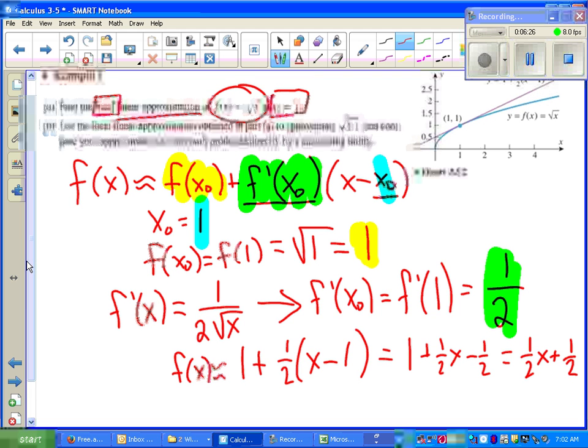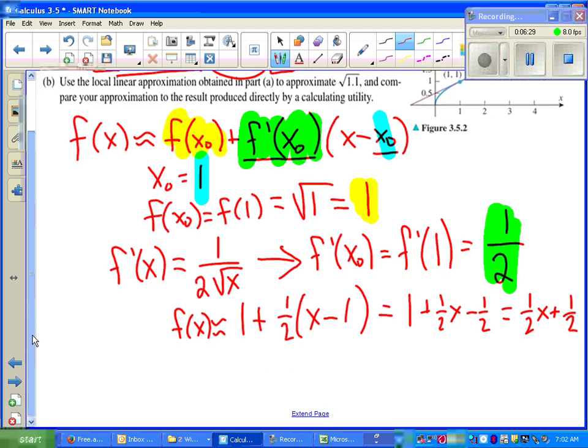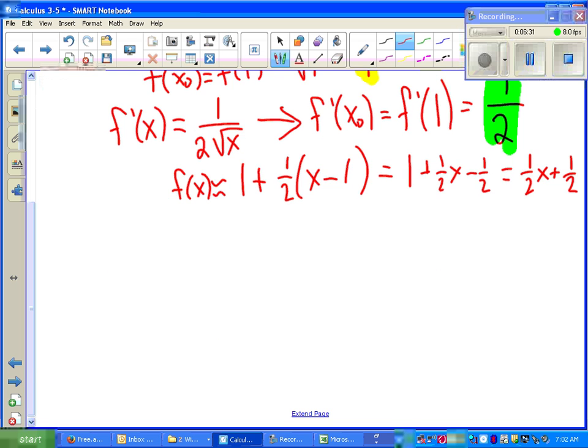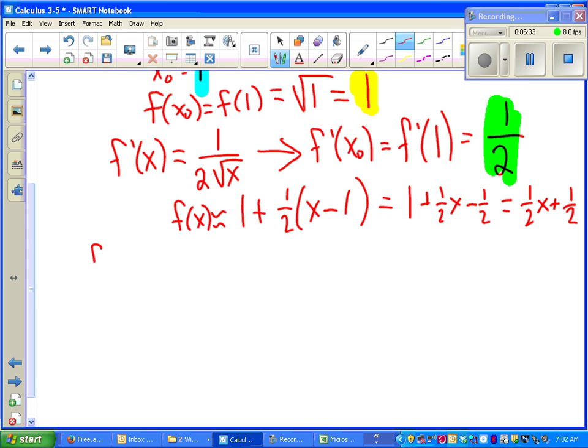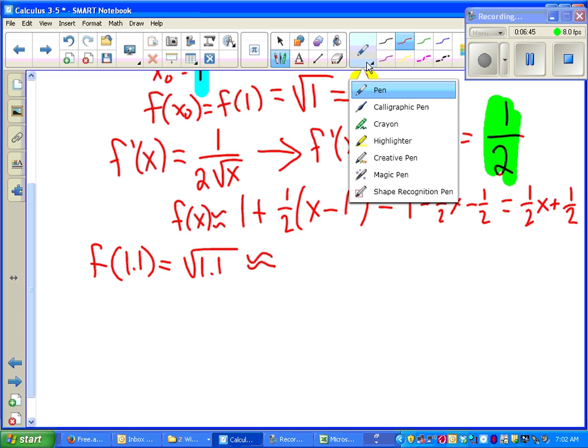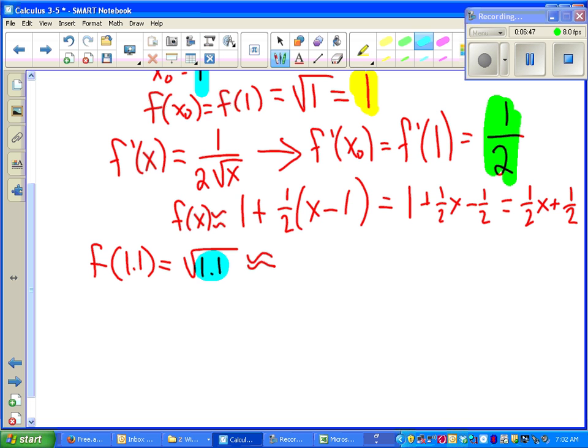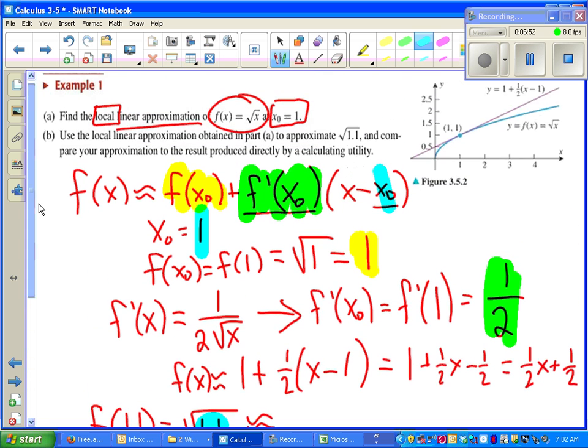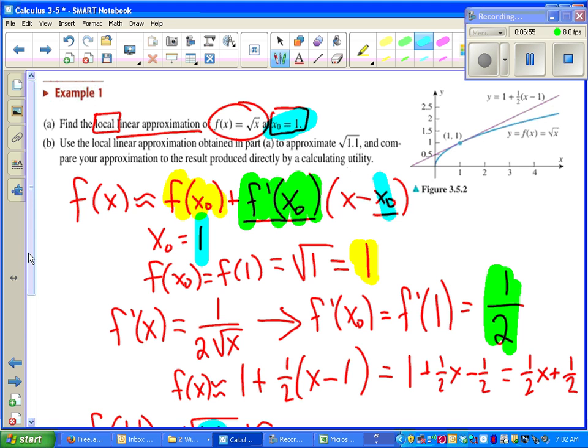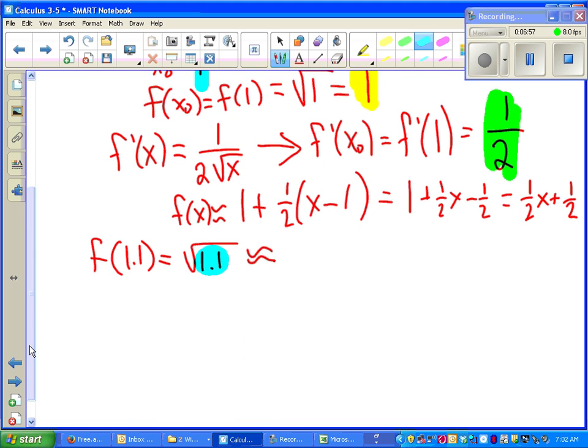Part B says, use the local linear approximation to approximate the square root of 1.1. And this is kind of cool. We're going to try to figure out f of 1.1 without a calculator, which really means the square root of 1.1 without a calculator. Thanks to our local linear approximation, first we decide, is 1.1 close to the number that we decided to use, which in this case was 1? 1.1 is pretty close to 1. So we get to use our local linear approximation formula.